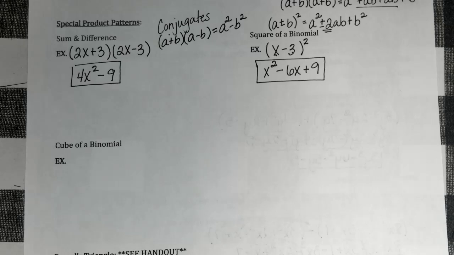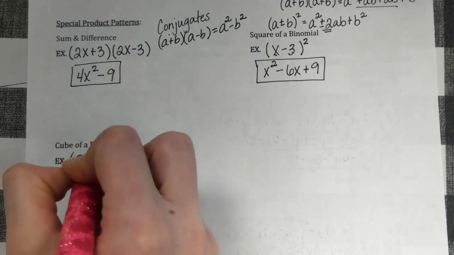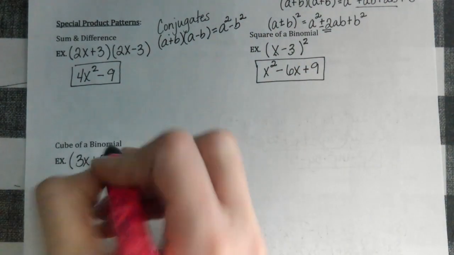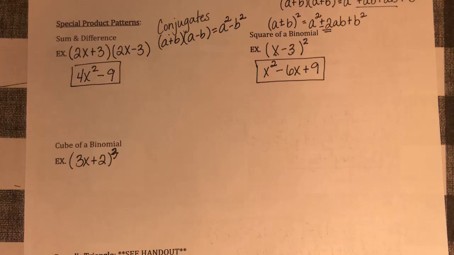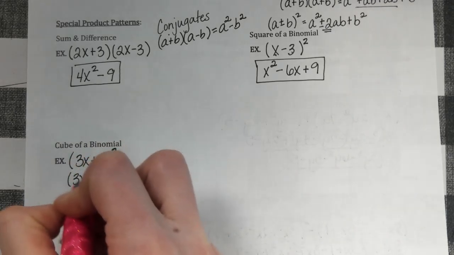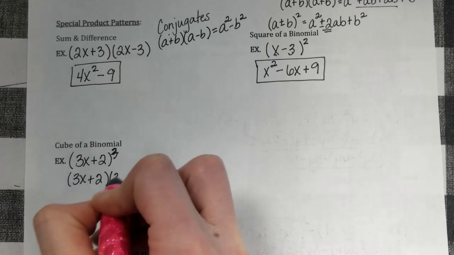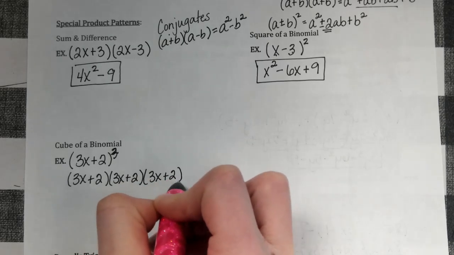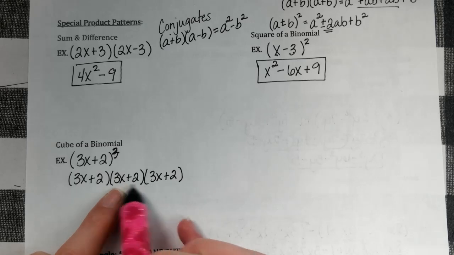Okay, now with the cube of a binomial, I have 3x plus 2 squared. And if I have 3x plus 2 cubed, we know we need to write that 3 times and multiply. So there isn't really a shortcut here. Once you write it 3 times, then the only thing really that you can do is use the square of a binomial pattern right here.